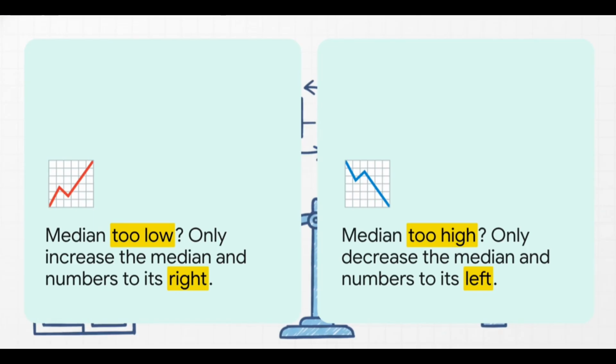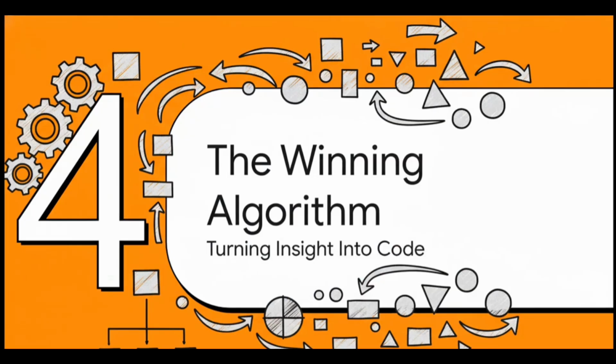Think about it. If your median is too low and you need to raise it, why would you waste operations changing the little numbers way over on the left? They're never going to be the median. To raise that middle value, you only need to worry about the median itself and all the numbers to its right. And you guessed it, the opposite is true if the median is too high. You only touch the median and all the numbers to its left. The other half of the array? Totally irrelevant.